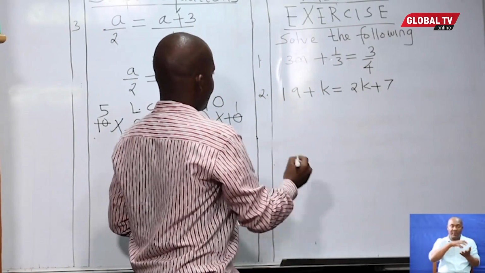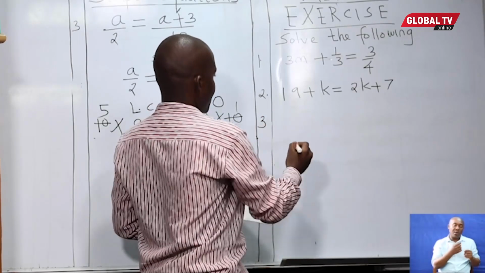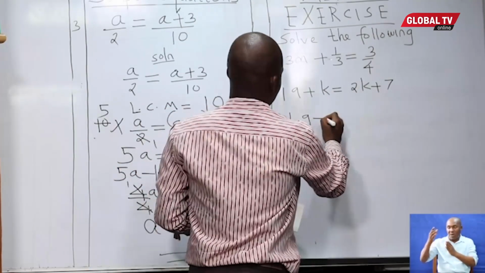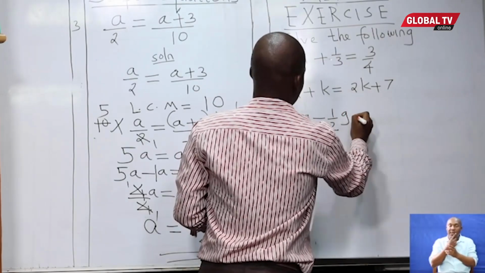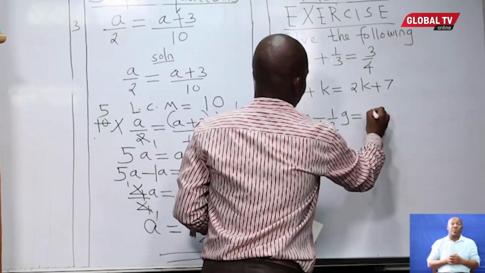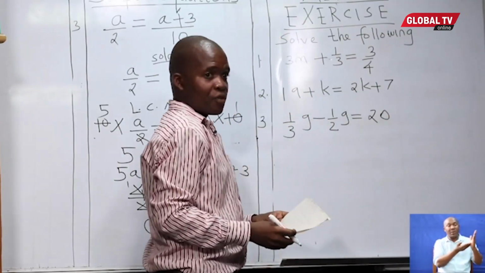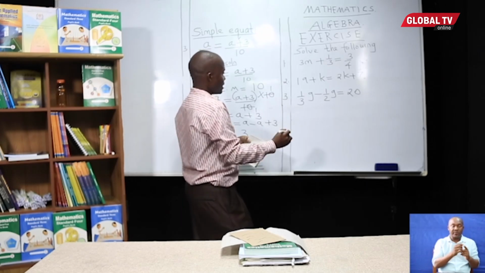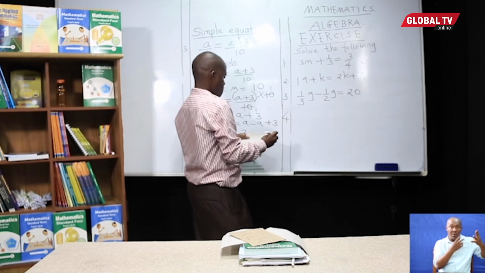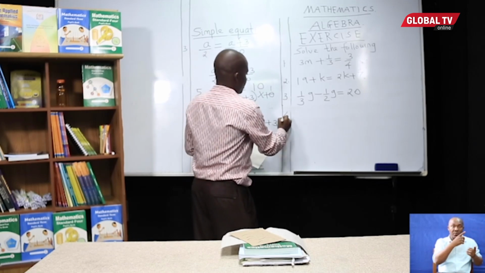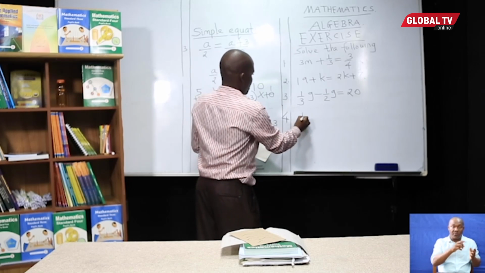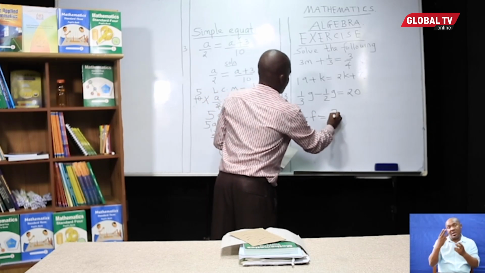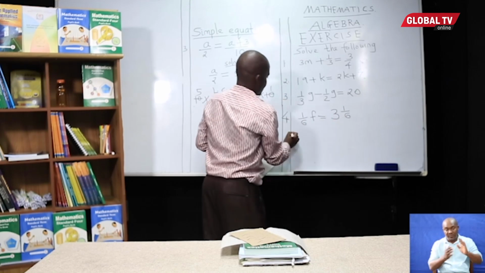Question number 3. Find the value of letter G. 1 over 3g minus 1 over 2g is equal to 20. Make sure you write the following questions and try yourself to find the value of the required letters. Example number 4. Find the value of letter F. If 1 over 6f is equal to 3 and 1 over 6.